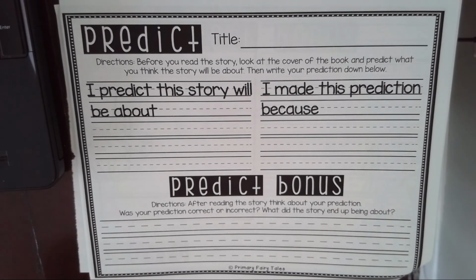It says, after reading the story, think about your prediction. Was your prediction correct or incorrect? What did the story end up being about? So you can say, yes, I was correct because, or I was incorrect because. Okay, so make sure you have that sentence starter in there and then finish the rest of your sentence. Please do not just write yes or no.